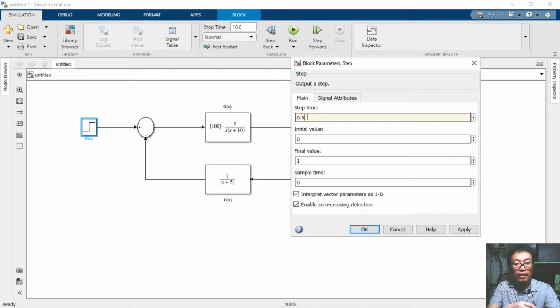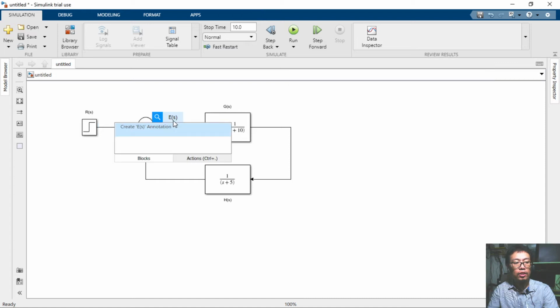And this is your R of S. Okay. This should be your R of S. Now, para ma-measure natin yung output ngayon, okay, and take note that this should have been the actuating signal. Pero since i-assume nga natin na yung R nyo tsaka yung C niyo have the same units, so we'll call it E of S instead, itong signal na to.